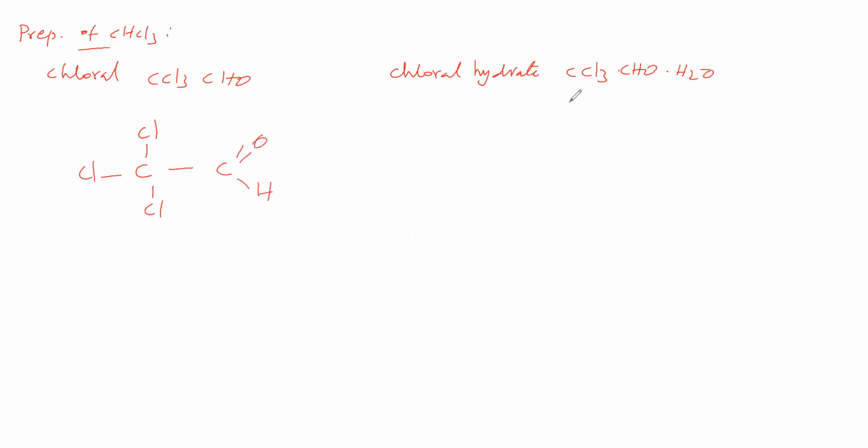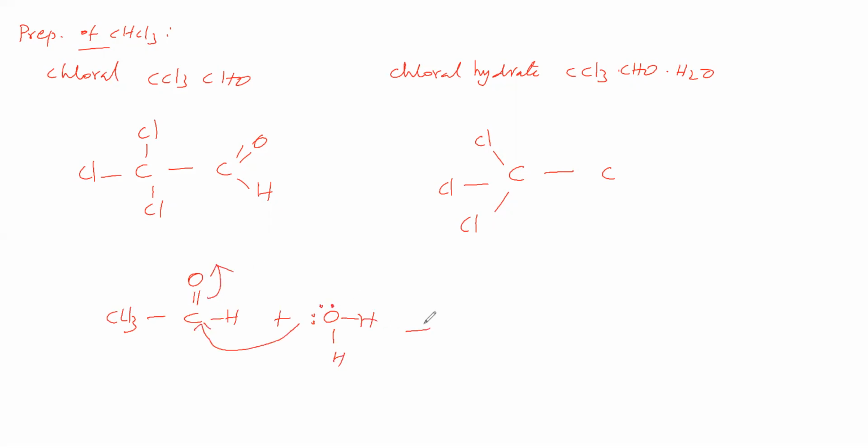Now we will go for chloral hydrate. Chloral hydrate is CCl3CHO·H2O. How it will be there, that we will see. Now CCl3CHO, and here is a water molecule. The oxygen has 2 lone pairs. It is attacking this carbon.